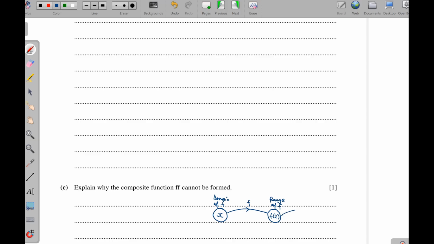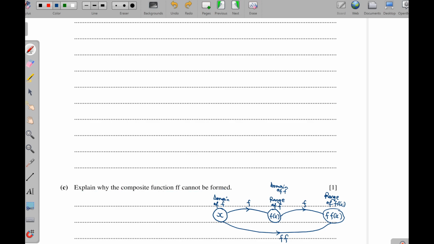Then we again bring f here. F acts on this result. Then you get f of x. You see that? So that means the range of f now is going to be the domain. For this new movement, we are going to have domain of f here. Then here we get the range. This will be the range of f of x. Okay, ff. Now, that one is the one that takes this one to this side, ff. Now, explain why the composite function cannot be formed.